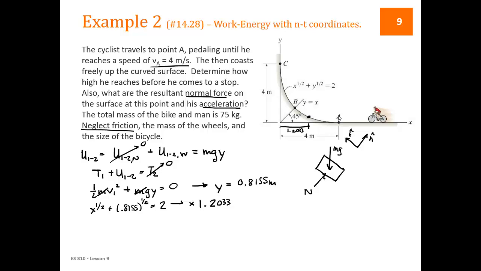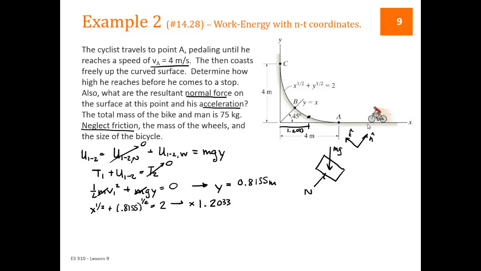Alright, now we're done with the new stuff. We've used our work energy expression. We've found the height he goes to when he stops. That's as far as we can get with work energy. To find the normal force and the acceleration, we need to go back to force equals mass times acceleration.